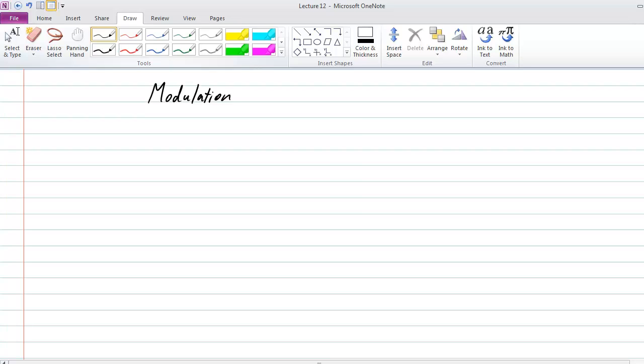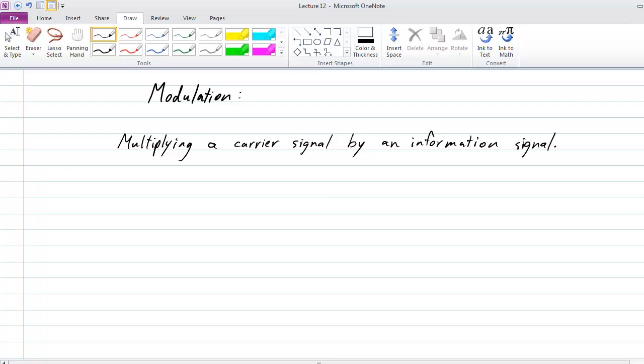Okay, let's talk about modulation. Modulation is multiplying a carrier signal by an information signal. Now, it's very common for the carrier signal to be a sinusoid.